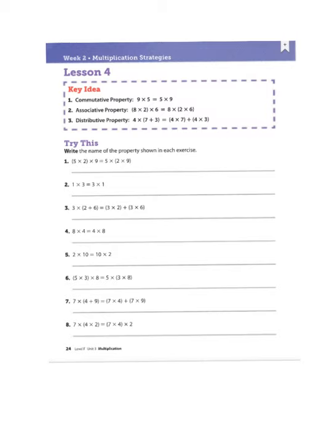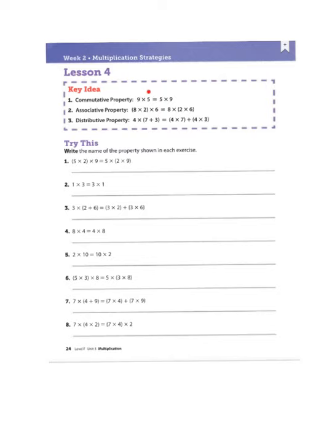Okay, for lesson 4, we're going to talk about 3 different properties. We're going to talk about the commutative property, the associative property, and the distributive property. So these are 3 different properties of multiplication that we will be talking about.